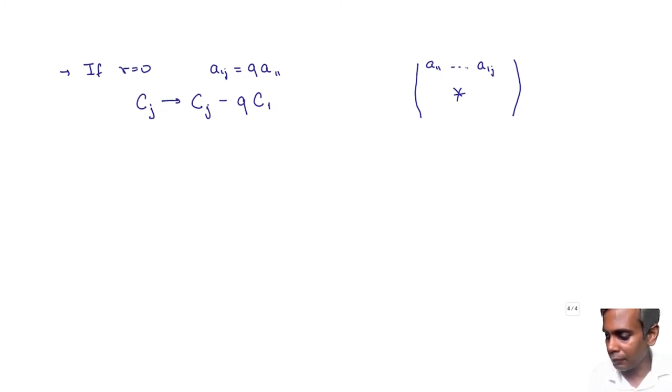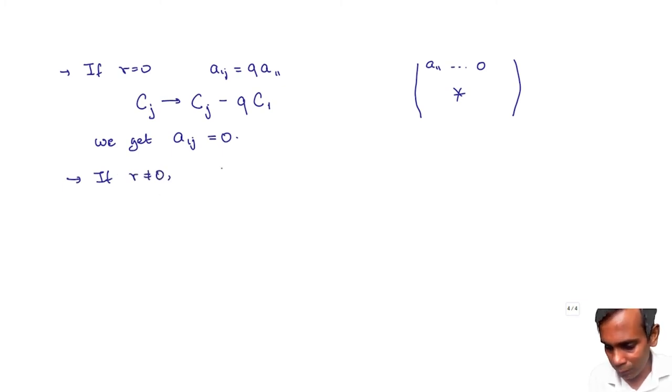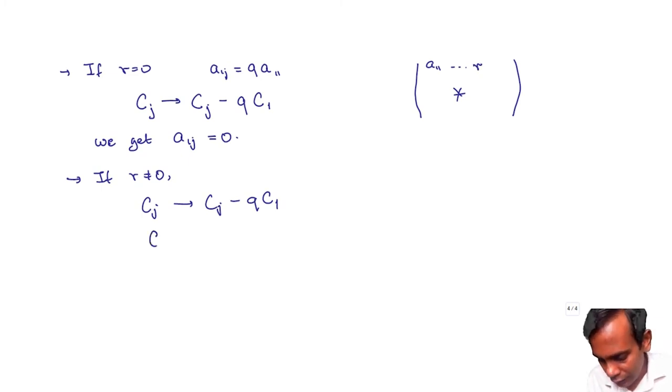So what will happen is that we will take this entry and subtract q times A11 from it, and so this will now become 0. And so A1j becomes 0. If r is not 0, then you still do the same operation. You do cj goes to cj minus qc1. And now, instead of 0, you get r here. And then what you do is, you interchange the jth column and the first column. So now what happens is that this r comes over here and the A11 comes over here.